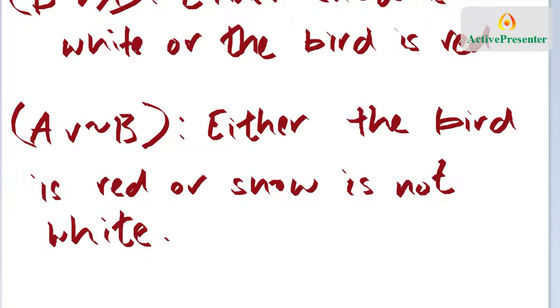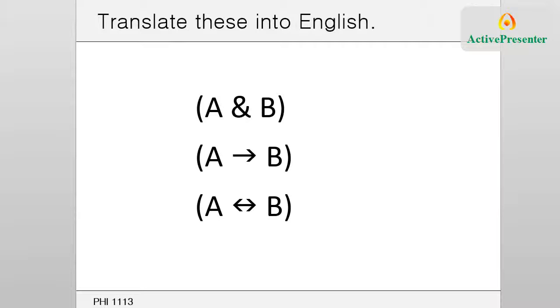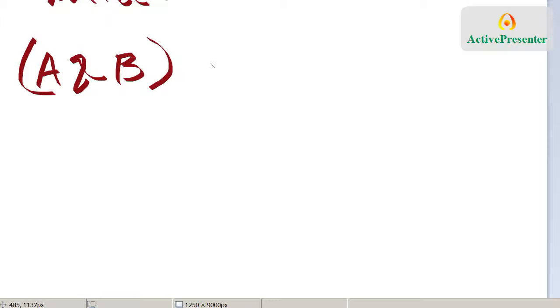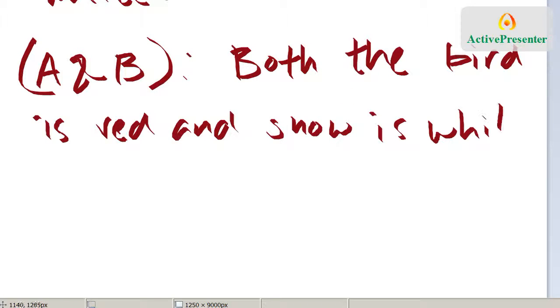Okay, good. Now next, I'd like you to do the same for these three expressions. Take a minute, pause the video, and translate them into English. Okay, so the first one is A ampersand B. And since the ampersand stands for and, this will be both the bird is red and snow is white.